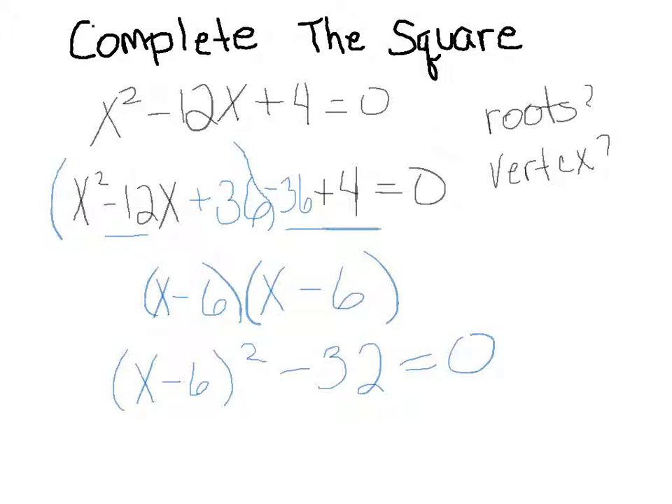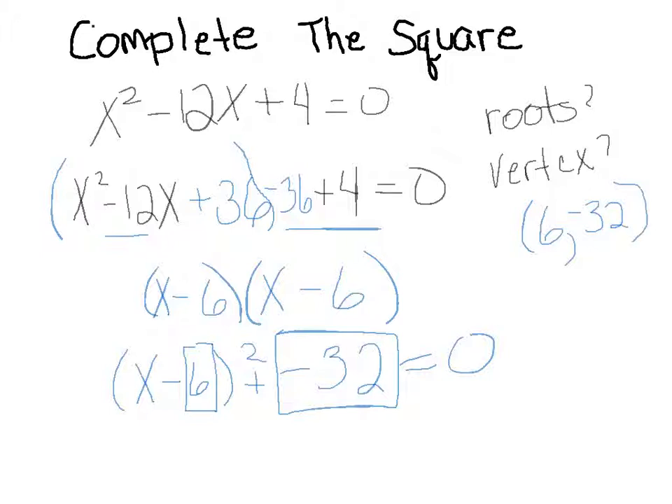Do you see how I have changed that now into vertex form? And I can pull my vertex straight out. So my vertex would be 6, because I need that negative sign to stay with the formula. And then negative 32. So I don't have to find my x and then plug it back in to get my y.